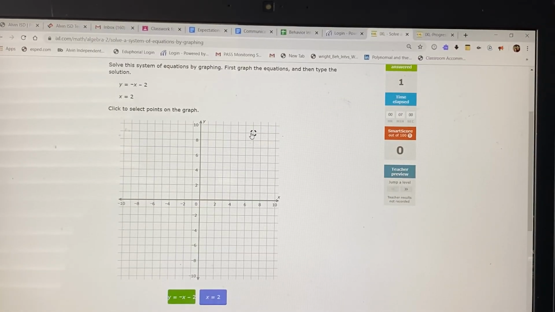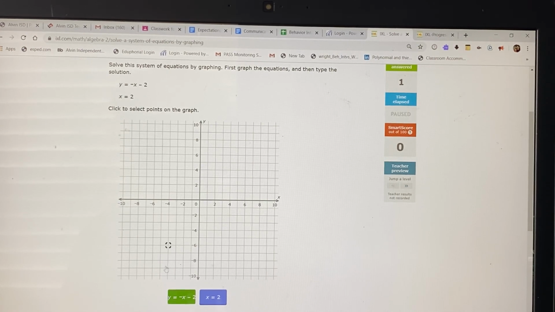Okay, so we're going to be solving systems of equations by graphing, and these are going to be linear equations. So remember, to have a system, you have to have more than one linear equation. So first, you have to graph the equations. So here's your first equation, y equals negative x minus 2. And the second one is x equals 2. So let's graph the first one.